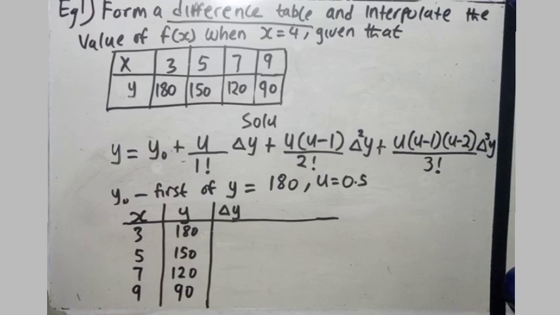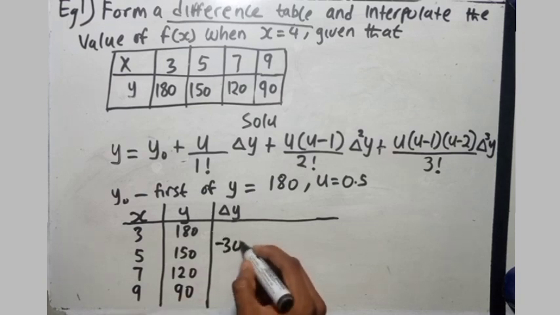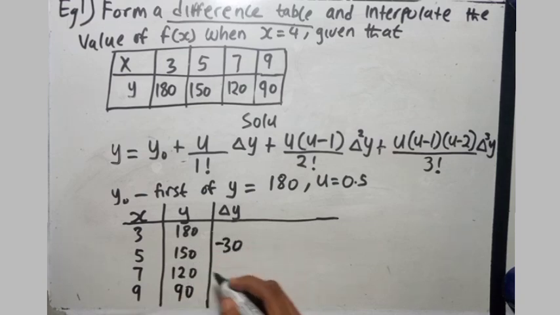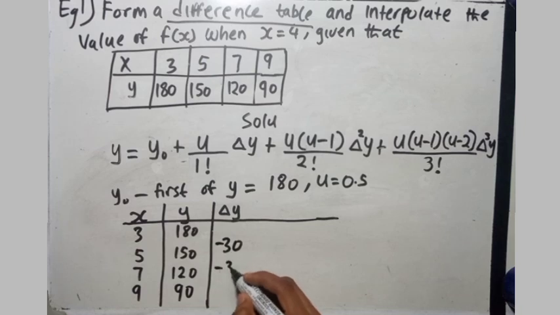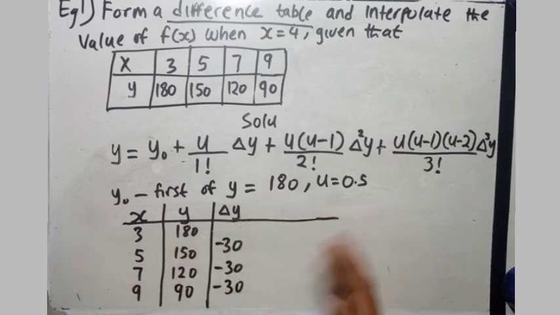So for the first one, 150 minus 180 will give us what? Minus 30. 120 minus 150 what? Minus 30. And 90 minus 120 will give us what? Minus 30. So as you can see, as we keep going, our value keeps on reducing.